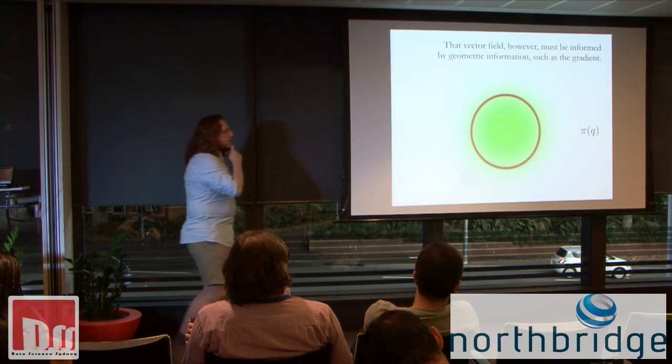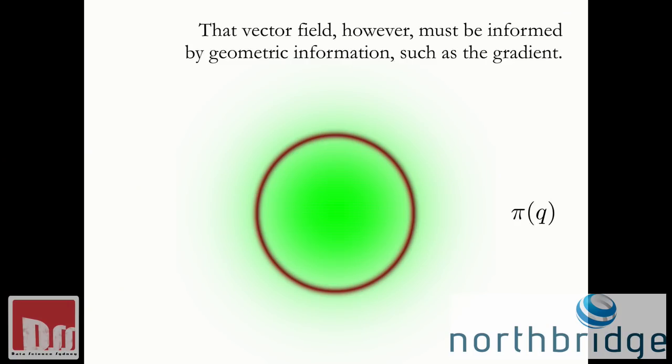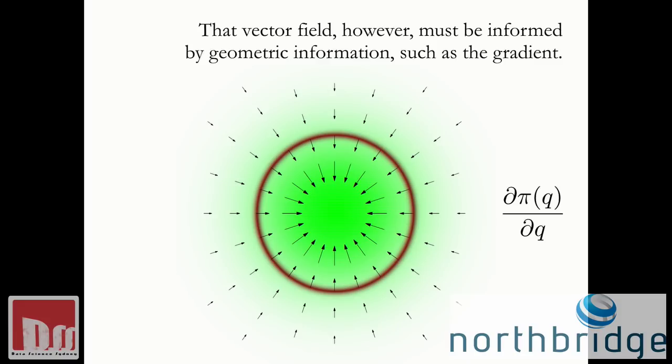In particular, if I take my target density, and so remember the density is here in green. It's largest at the mode, and then it decays away. And then the typical set is surrounding that mode. The gradient, the derivative, in a multivariate sense, of that density function is a vector field. Right? It's a vector field that at any point tells me how fast the density is changing. And that vector field is very clearly doing something that's not aligned with the typical set. It's just kind of anti-aligned, right? If I flow along the gradient field, I don't stay in the typical set. I fall out of it and go into the mode.